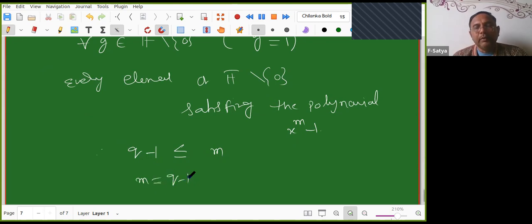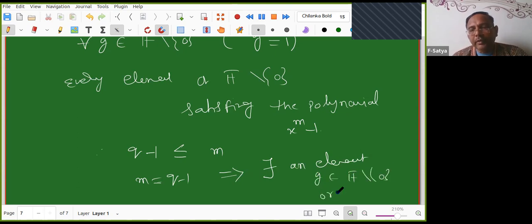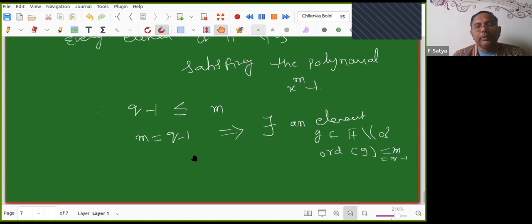What is it that I proved? That implies there exists an element G belonging to F minus 0 such that the order of G equals M, which is equal to q minus 1. So F minus 0 is cyclic.